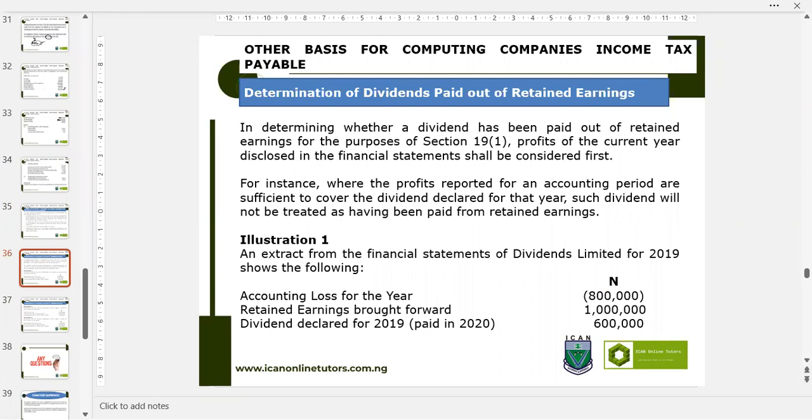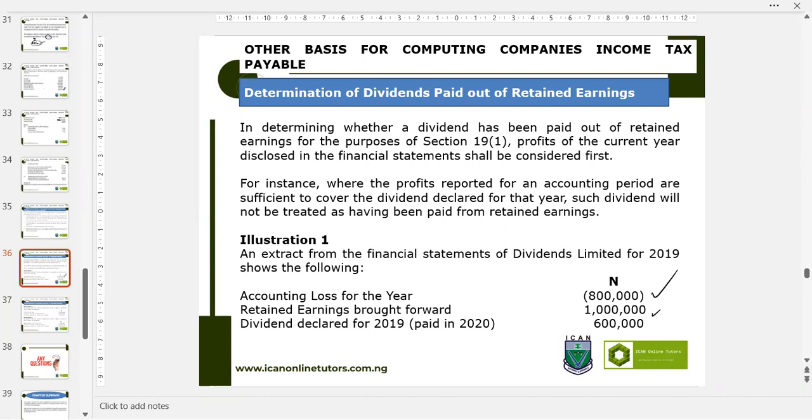So now we have an extract. The accounting loss for the year is 800,000 naira. Retained earnings brought forward is 1 million naira. And dividend declared is 600,000 naira. So it is obvious that this dividend was not paid out of the profit for the year, because in the year the company made a loss. So it is obvious that it was paid out of retained earnings.